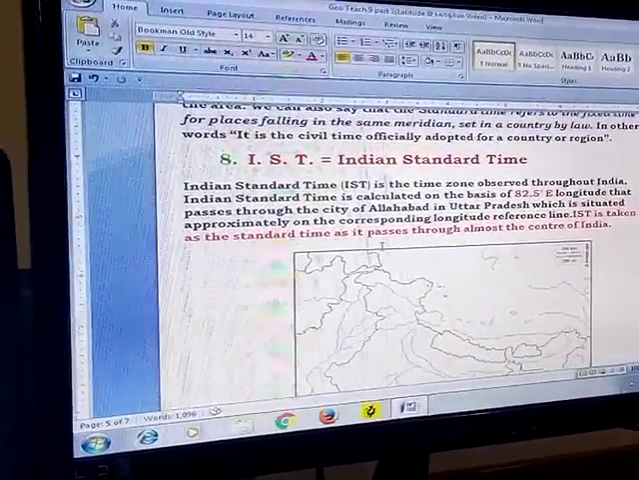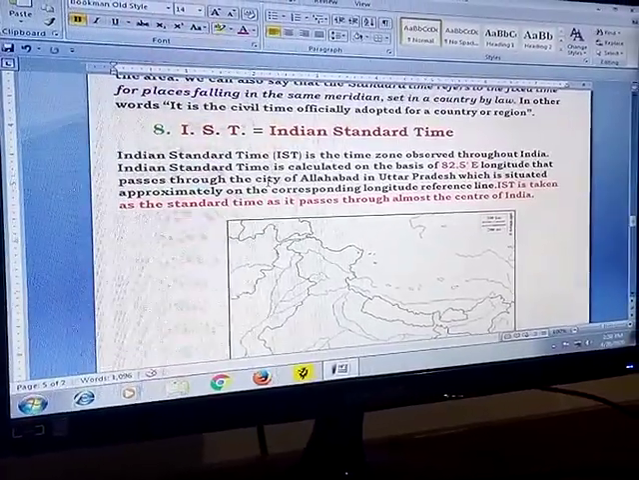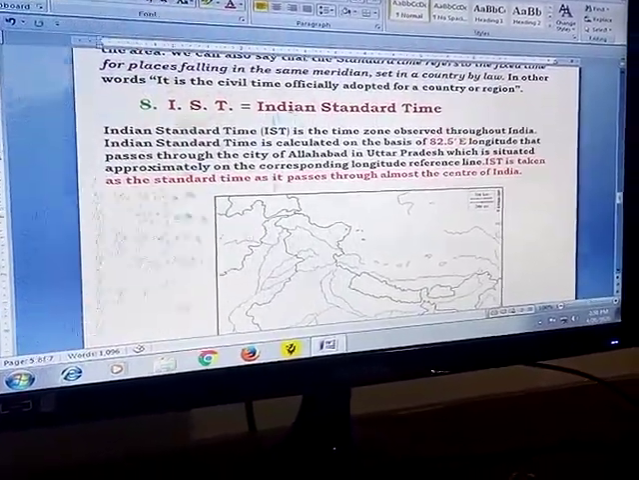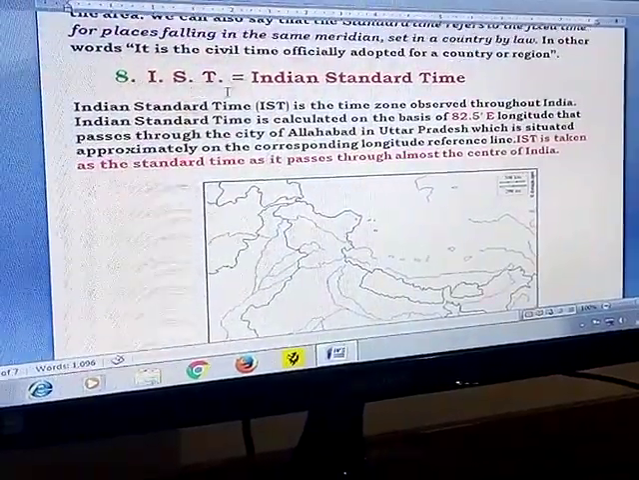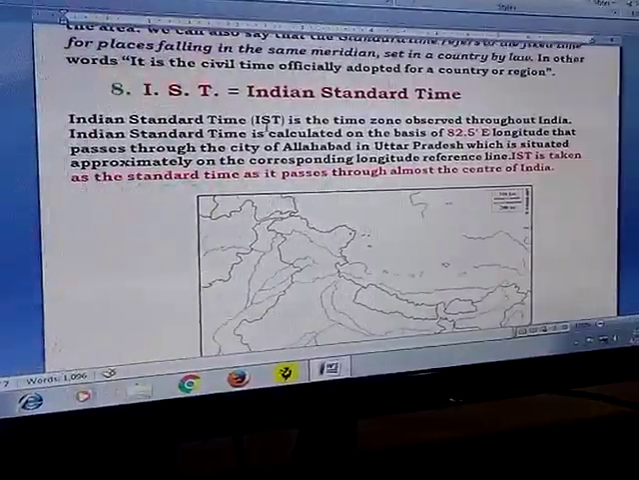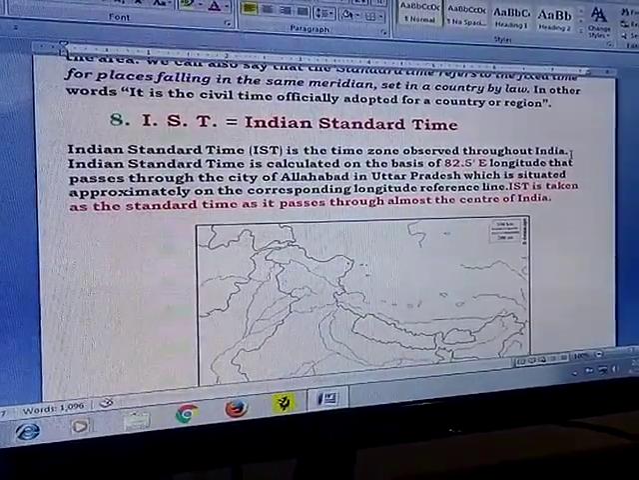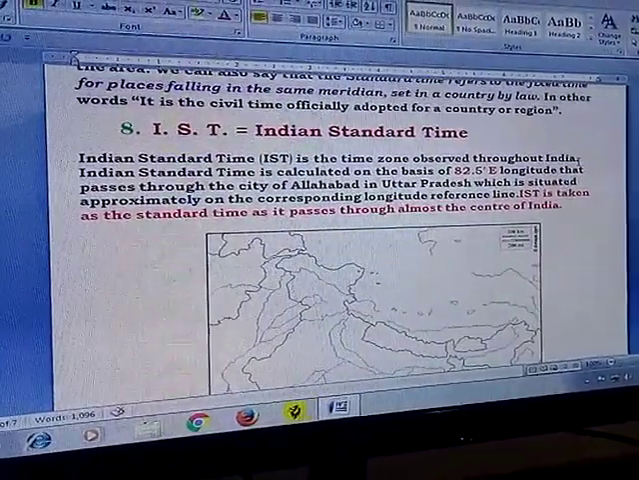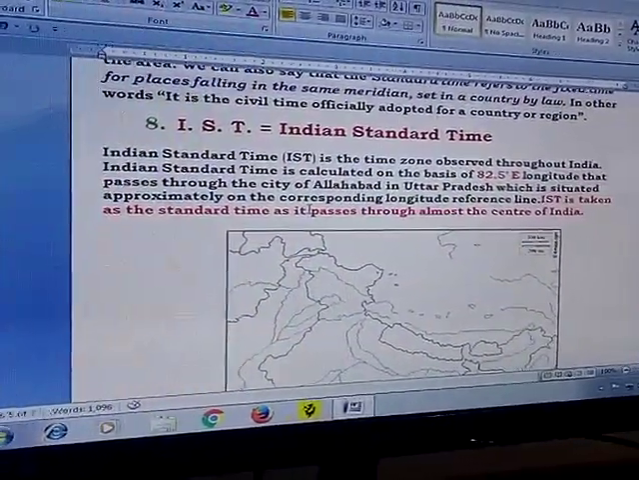So every country has got a standard time. India also has got a standard time. It is called the Indian Standard Time, and in short form it is called the IST. Indian Standard Time is the time zone observed throughout India. All over India will have to follow this standard time.